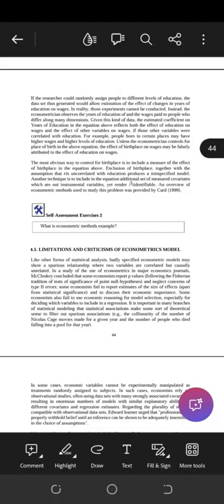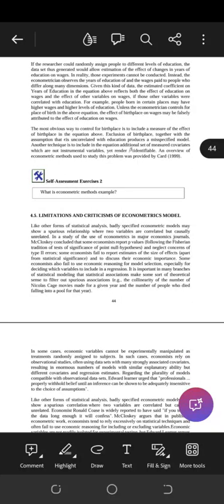Now, I think there is that chapter. Another technique is to include in the equation an additional set of measured covariates which are not instrumental variables. Yes, render B1 identifiable. So I want to believe that what they're trying to say here is that when you are performing a regression, it shouldn't just be one variable.